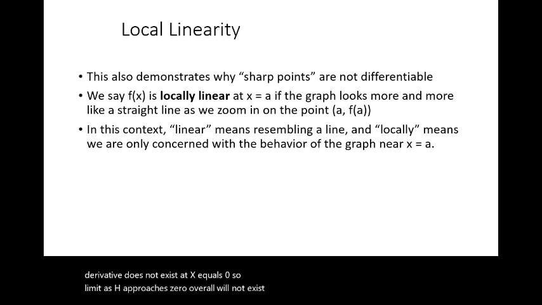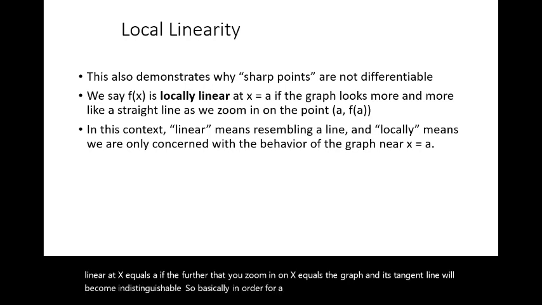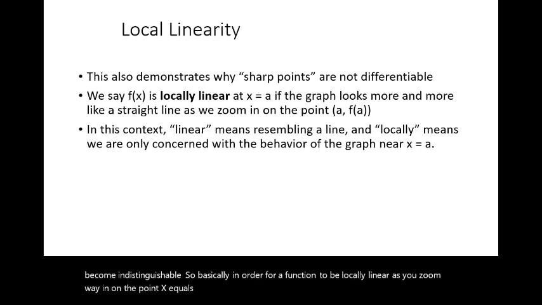Now, a concept called local linearity is another demonstration of why sharp points are not differentiable. So we say that a function is locally linear at x equals a if the further that you zoom in on x equals a, the graph and its tangent line will become indistinguishable. So basically, in order for a function to be locally linear, as you zoom way in on the point x equals a, the graph should be indistinguishable from its tangent line. The graph should look exactly like its tangent line. That's what it means to be locally linear.